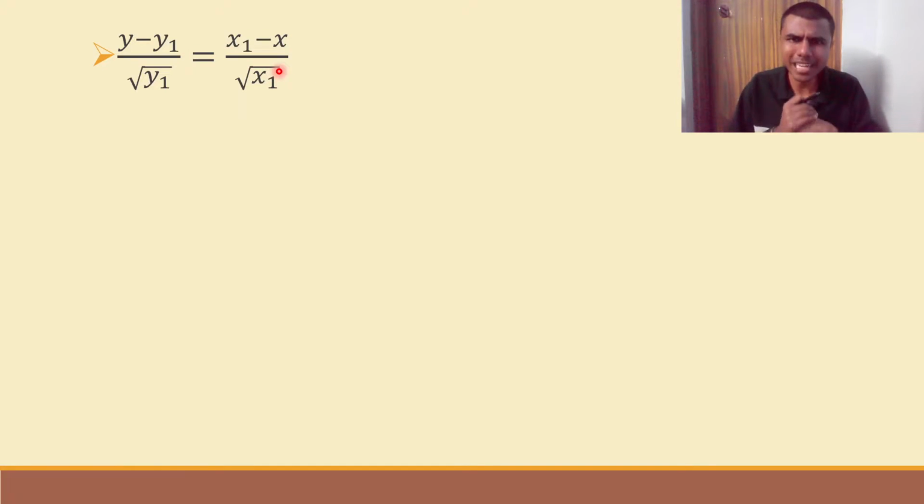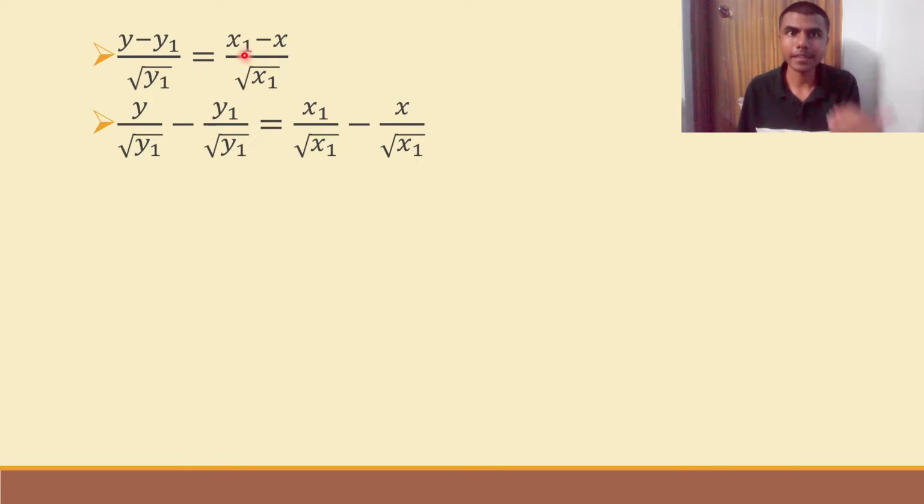Fine. Now what I'm going to do is split the denominator. So this would be nothing but y by root y1 minus y1 by root y1, and here x1 by root x1 minus x by root x1. I'm going to bring x and y on one side and x1 and y1 on the other. There is y and y1 on the LHS, and x1 and x on the RHS. I'll bring this x to the LHS and bring this y1 term to the RHS.